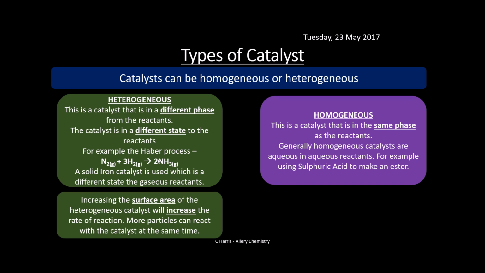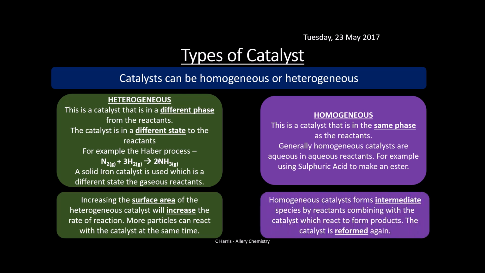Okay, so homogeneous catalysts are basically catalysts that are in the same phase as the reactants. Generally these are aqueous-based catalysts, and they're interacting with aqueous-based reactants. Sulfuric acid to make an ester is a classic example of that. Now these form an intermediate. They're slightly different in their reactions. They form an intermediate species. They combine with the reagent to form the product, but crucially the catalyst is reformed again. So they react in a slightly different way from heterogeneous to homogeneous.